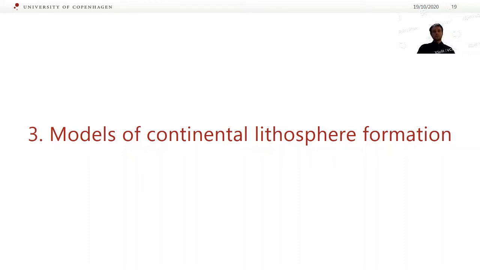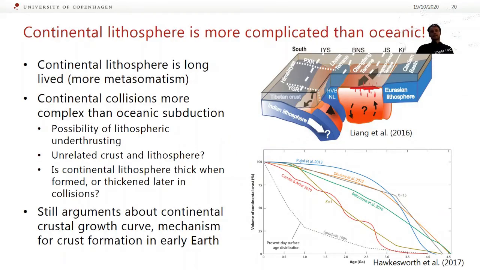We'll just talk about some different models of continental lithosphere formation. As I said, I'm not going to get into which one's my favorite or which one's best. We'll deal with that later. Okay, so the big thing to note is that continental lithosphere is a lot more complicated than oceanic lithosphere for a number of reasons. The first one is that it's a lot more long-lived. So because it can be up to 3.5 billion years old, we have a lot more potential for metasomatism. We also have a lot more uncertainty about how much continental crust there was that long ago, how it was forming, and different processes in the early Earth.